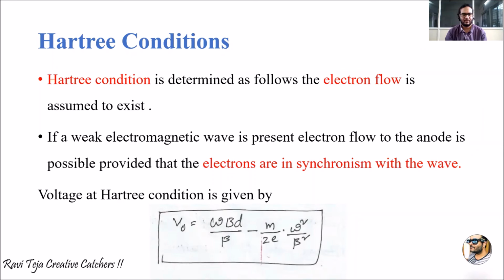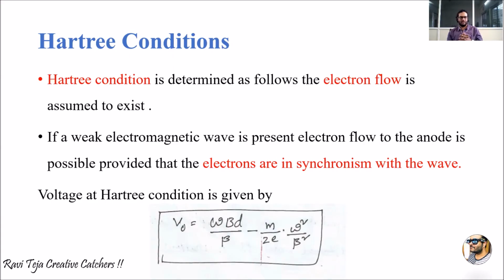The Hartree condition is another condition of a magnetron. In the Hartree condition, the electron flow is assumed to exist even when we have a weak magnetic wave. The electron flow to the anode is possible provided that the electrons are synchronized with the wave. Even if there is a weak electromagnetic wave or signal, the electron flow can be achieved with synchronization along with the wave.